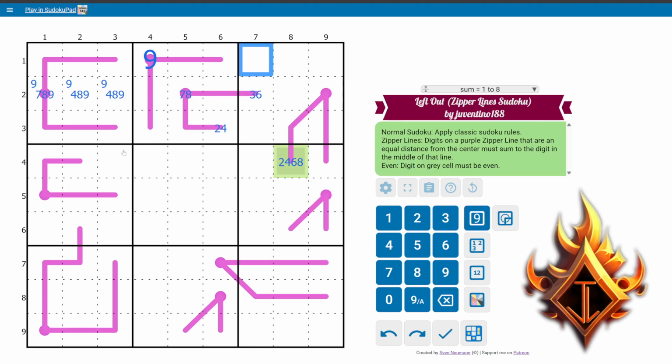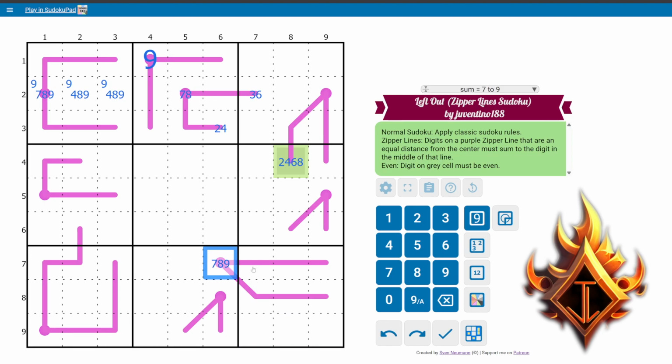And will a 9 go on one of these? There needs to be 3 ways to make those again. So those will be at least 7. If they're 7, these would be 21. That would have to be 7, 8, 9.